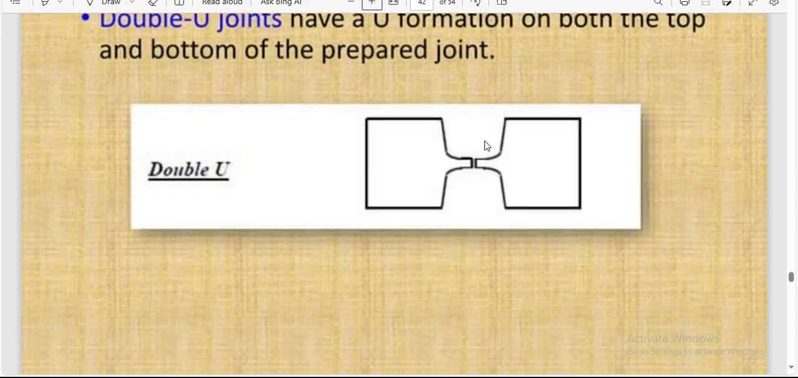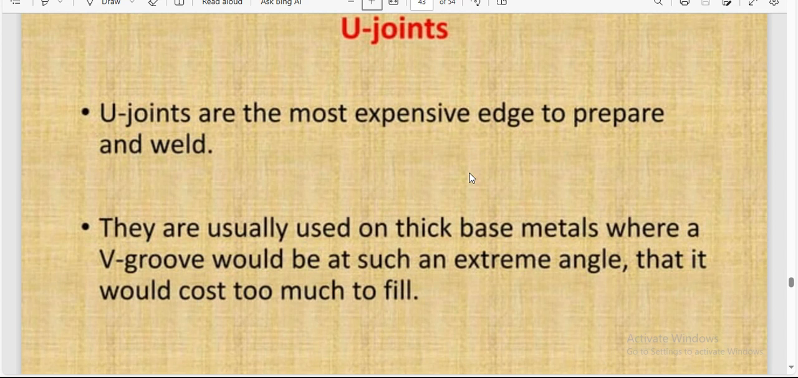This one is double U shape or J joint. U joints are the most expensive to prepare, and to get expensive from those types or shapes of joining, U is difficult.